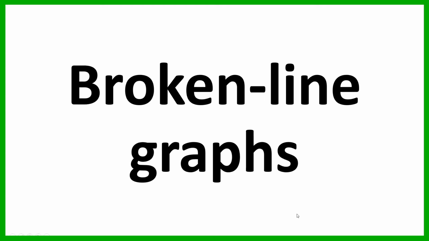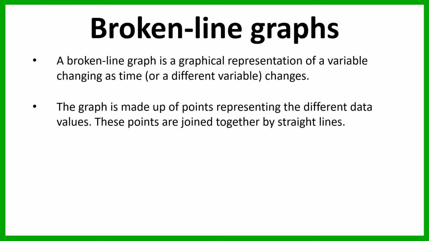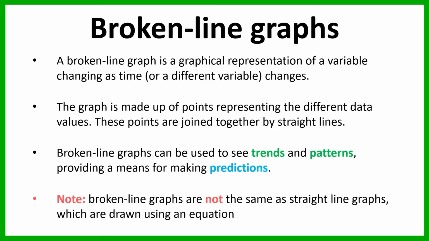Okay. Next we have broken line graphs. A broken line graph is a graphical representation of a variable changing as time or a different variable changes. The graph is made up of points representing the different data values. These points are joined together by straight lines. Broken line graphs can be used to see trends and patterns, providing a means to make predictions.